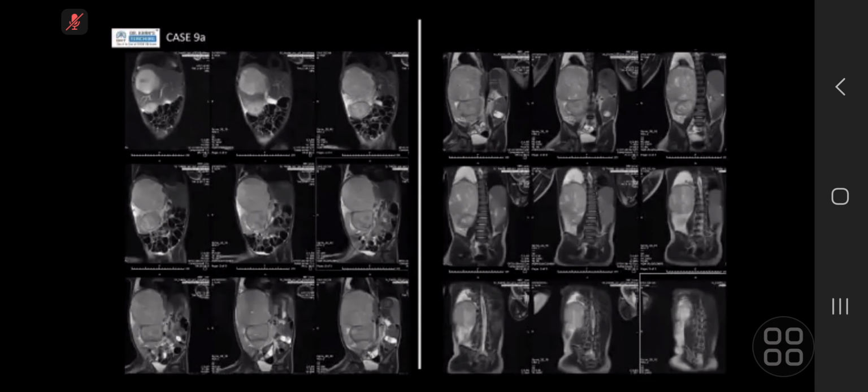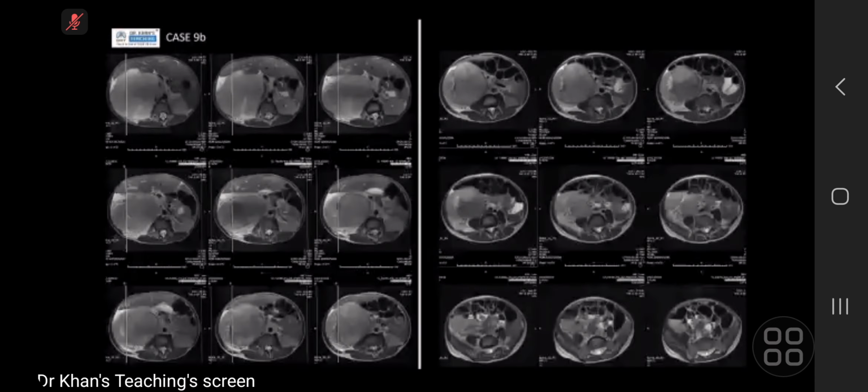Can I know the age of the patient? Yeah, patient 2, 2 years old. Mm-hmm. Yeah. So can I have other sections like the axial, or are these the only ones?